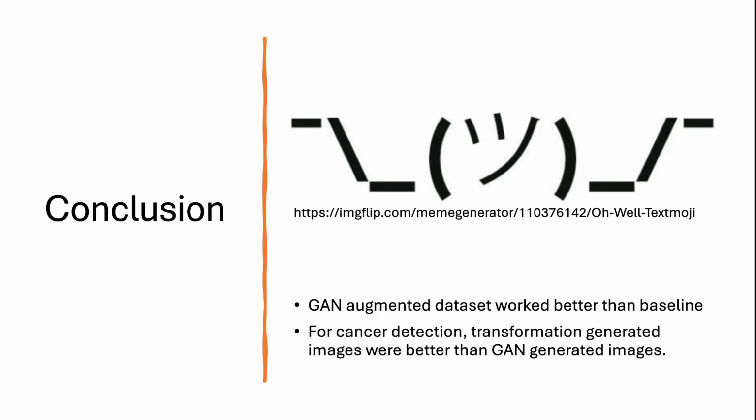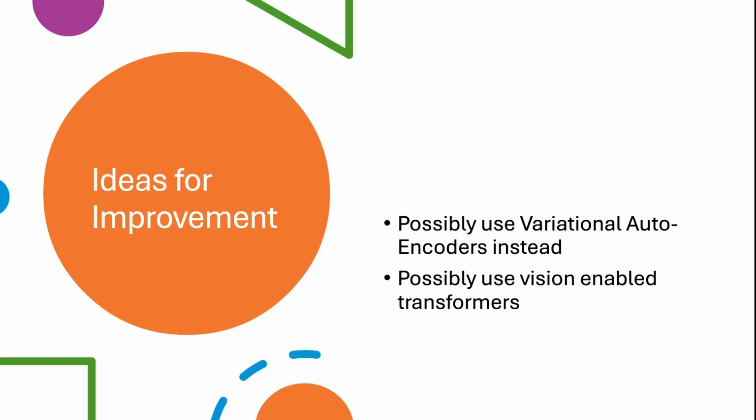In conclusion, adding either GAN-generated images or transformed images to the original dataset improved the accuracy of classification. For our specific problem of cancer detection, the dataset with transformed images was arguably more useful because the resulting model had less false negatives than the GAN-augmented model.